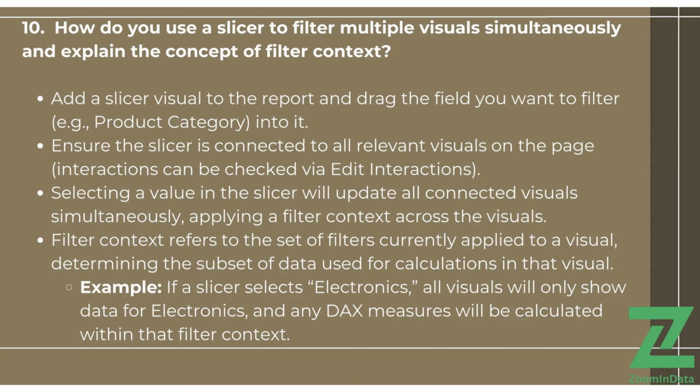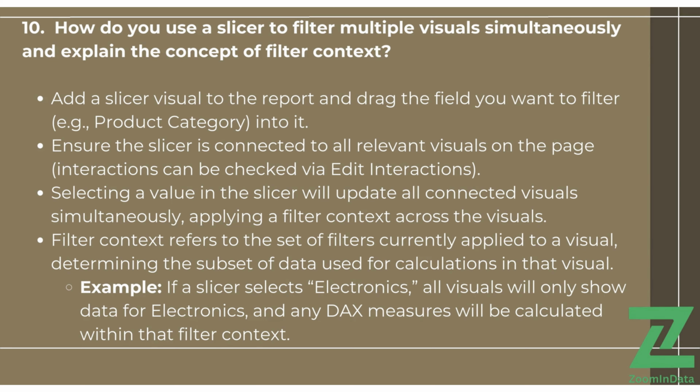10th question. How do you use a slicer to filter multiple visuals simultaneously and explain the concept of filter context? Add a slicer visual to the report and drag the field you want to filter, for example product category, into it. Ensure the slicer is connected to all relevant visuals on the page. Interactions can be checked via Edit Interactions.